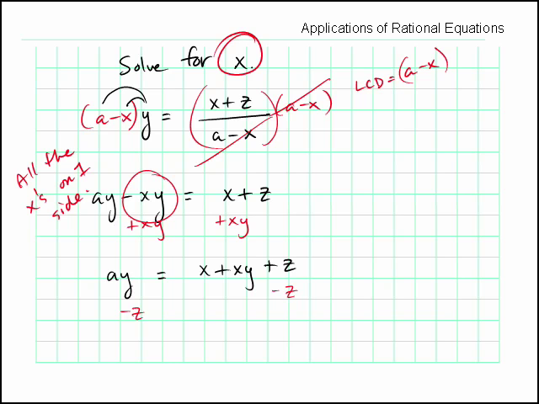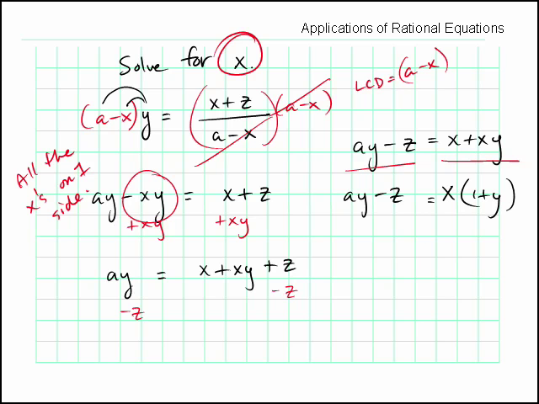And that now gives me ay minus z equals x plus xy. Okay, so I've got all the terms with x's on the right side, and I've got all the terms without x's on the left side. The next step is to factor x out. If I factor x out of the right side, I'm left with 1 plus y, like that. This side is the same.